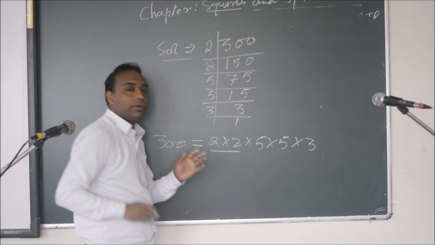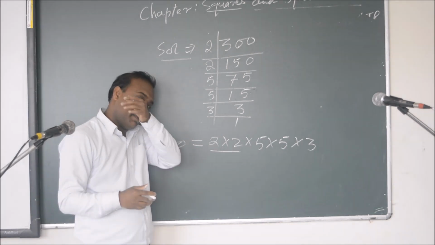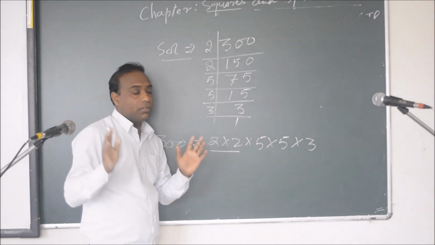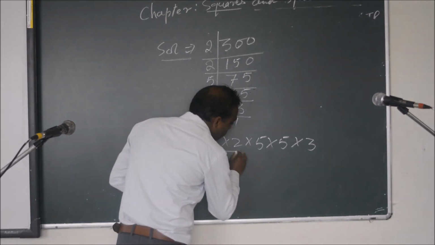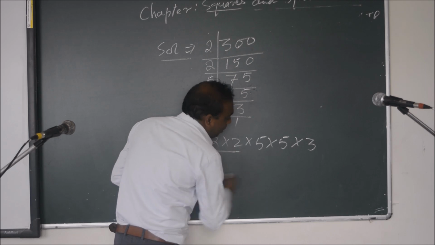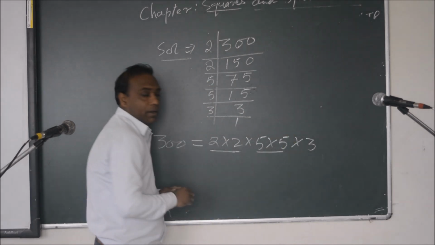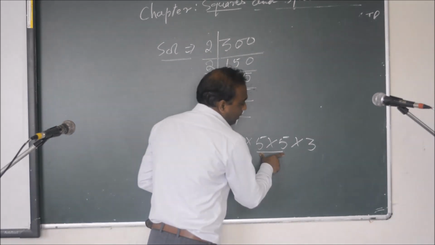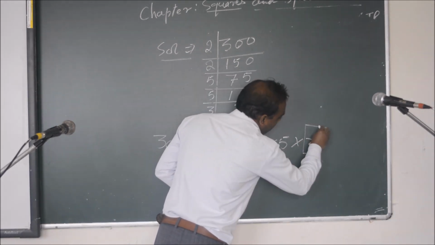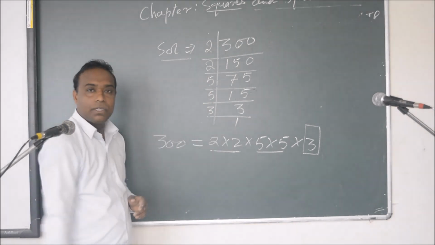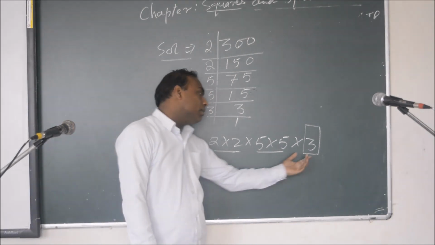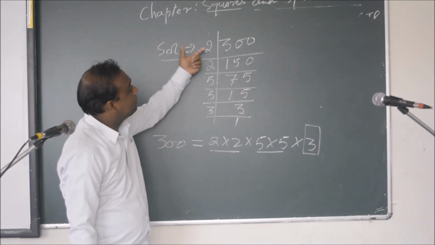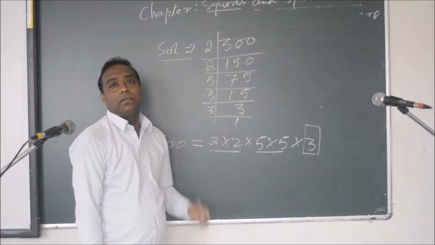This is another step to check whether this is a perfect square or not. So 2 and 2 make a pair, 5 and 5 make a pair. So 2 is in the pair, 5 is in the pair, but 3 is not in the pair. There is a single number left out here. So if a single number is left out, then we can say that this is not a perfect square.